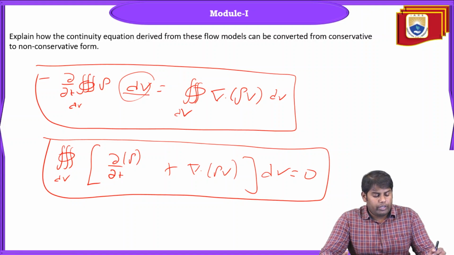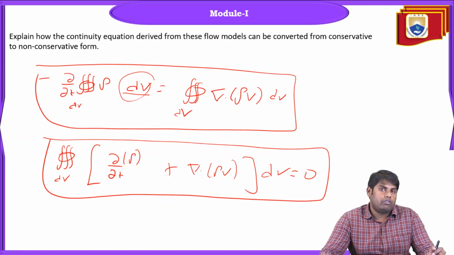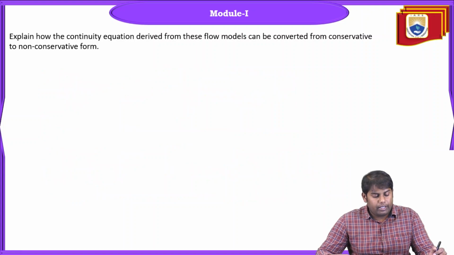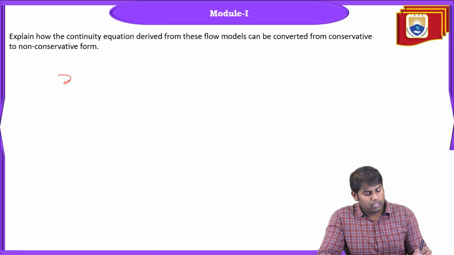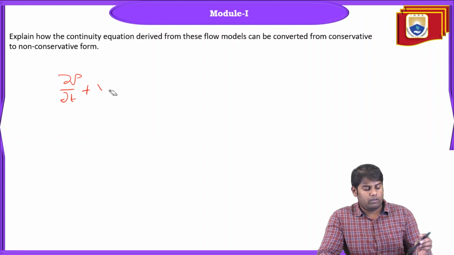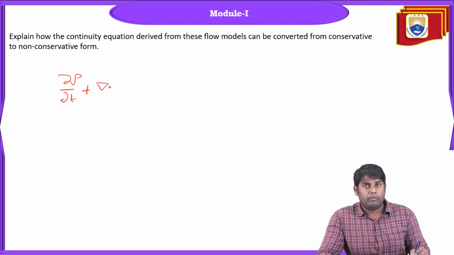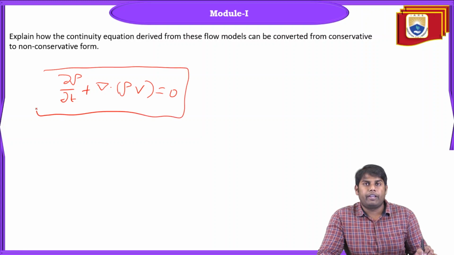Okay. So when you take that integral term common, the dv gets cancelled, and it is changed to differential form. So finally, the equation changes to dou rho by dou t plus del dot rho v equal to 0. So this is the final form of the continuity equation.